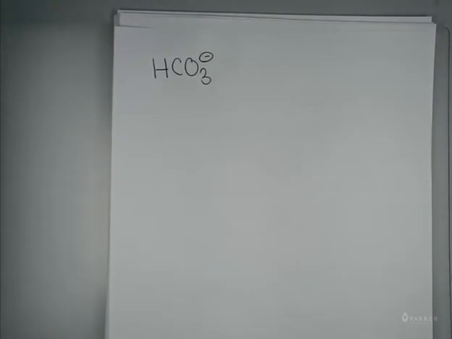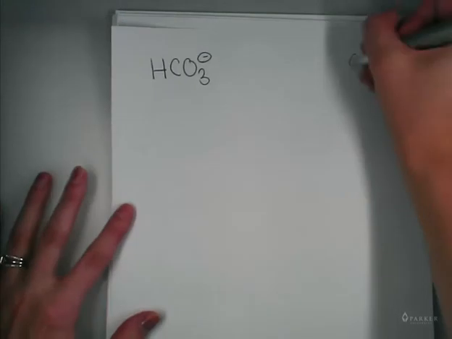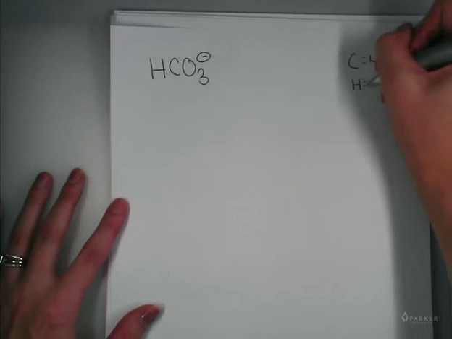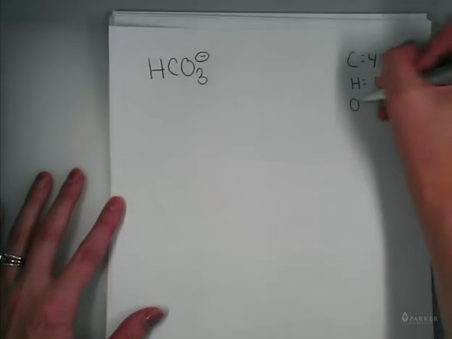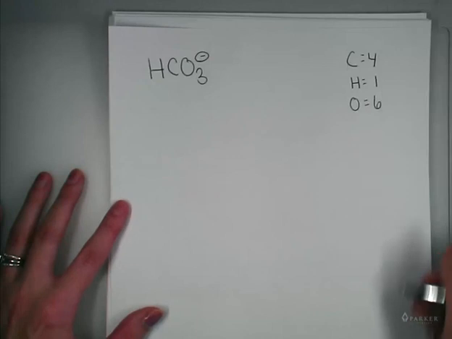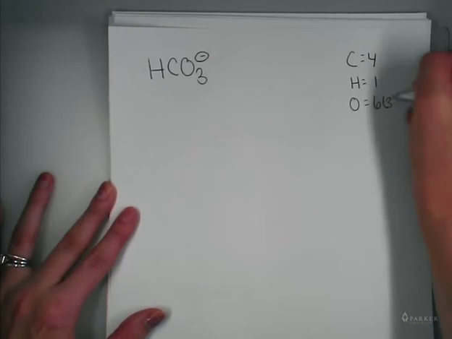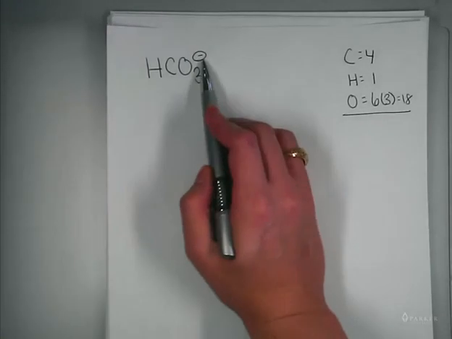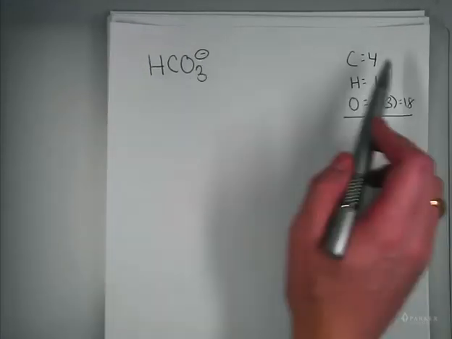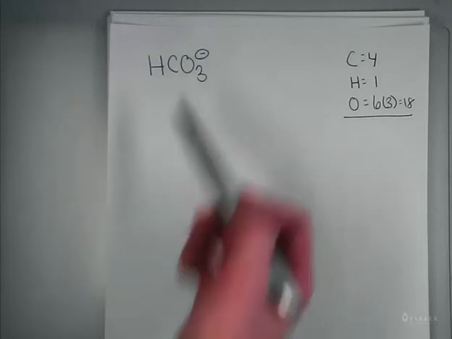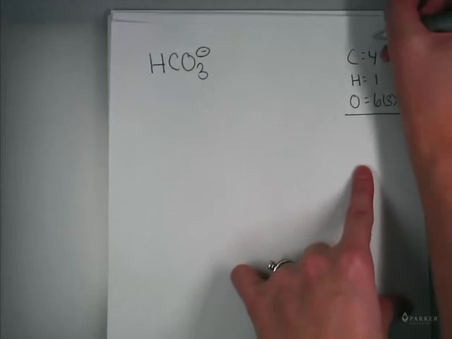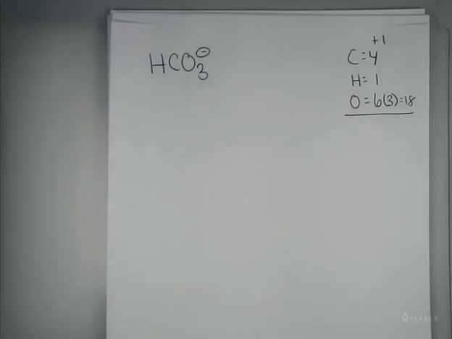The big thing, if you are counting your electrons: we have carbon, which would be four, hydrogen, one, oxygen, six, times three, 18. Then we have a negative 1. So what do you think we do there? We're counting electrons, so if you have a negative charge, you're going to add 1 because you have an additional electron. So then you would add on here plus 1, and then you can add them up that way.